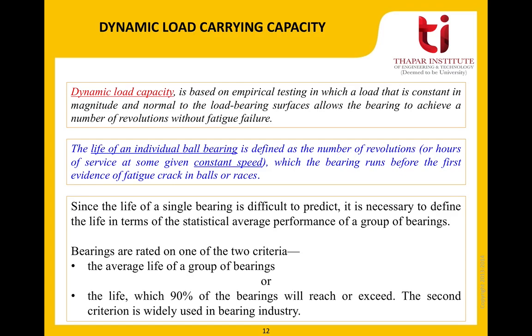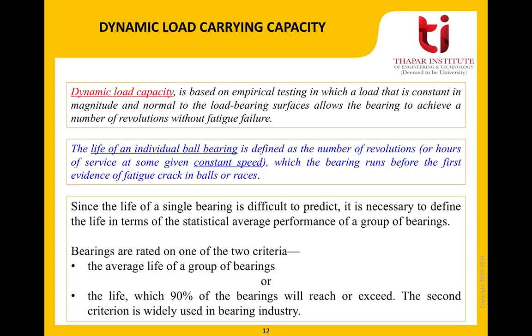So the point at which the bearing fails, or the number of hours after which a bearing fails, or the number of revolutions after which a bearing fails, is what you call the life of a bearing. So for example, you can say that the life of the bearing is 1000 hours at this particular predefined constant load and RPM, or you can say that the life of the bearing is 1 million revolutions at this predefined constant load and RPM.